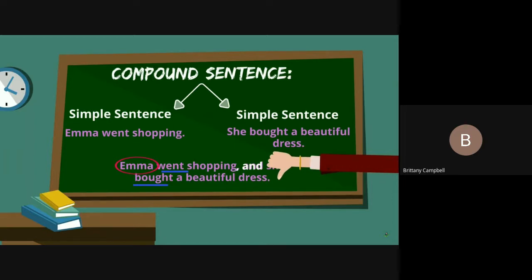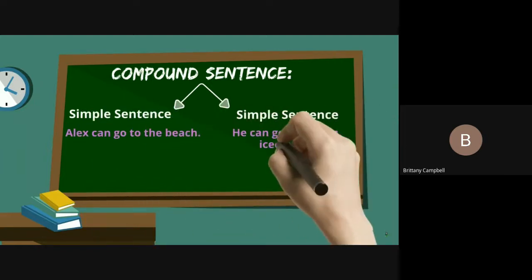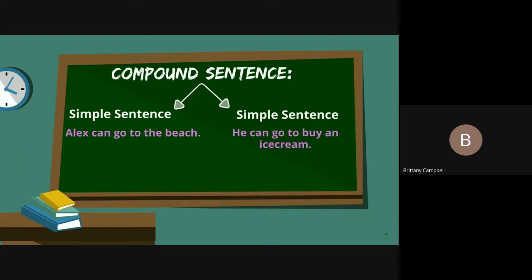You cannot say, bought a beautiful dress. What makes a compound sentence is two sentences that can stand on their own as an individual sentence. Alex can go to the beach. He can go to buy ice cream. Since he cannot do both activities at the same time, he had to make a choice. To make a choice. Does that ring a bell? So what is the right connecting word here to combine these two sentences? Or.